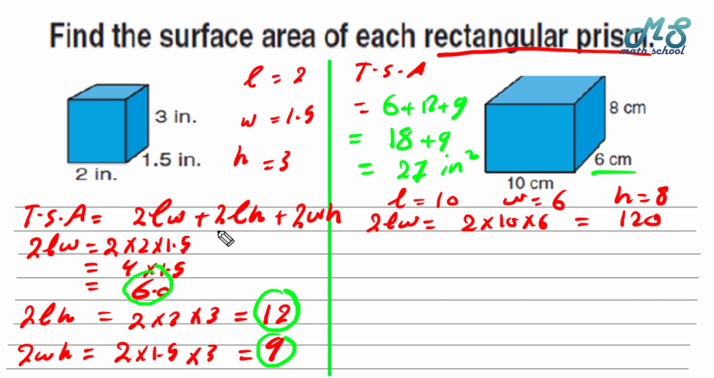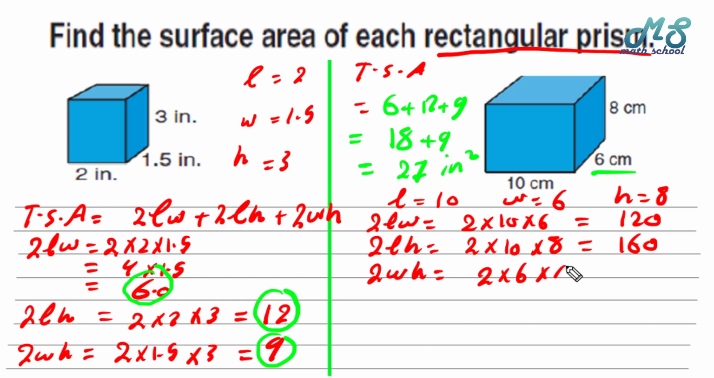The second part is 2 times length times height. So we get 2 times 10 times 8. 2 times 8 equals 16. 16 times 10 equals 160. Finally, 2 times width times height. So we get 2 times 6 times 8. 2 times 6 equals 12. 12 times 8 equals what? Yes, equals 96. You can find it mentally.